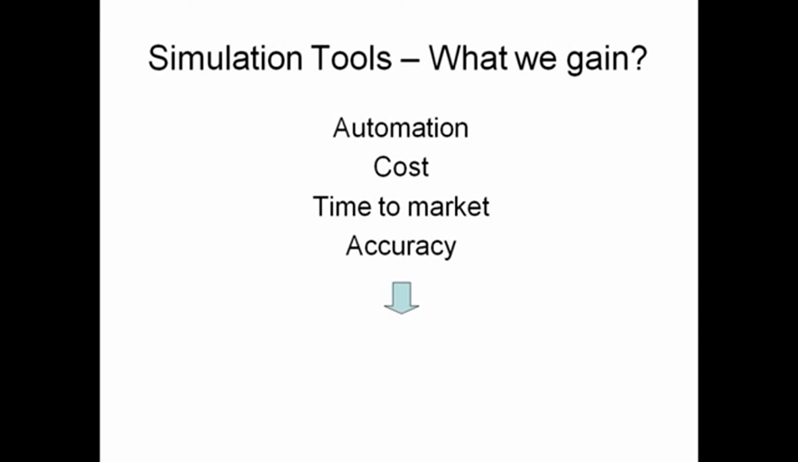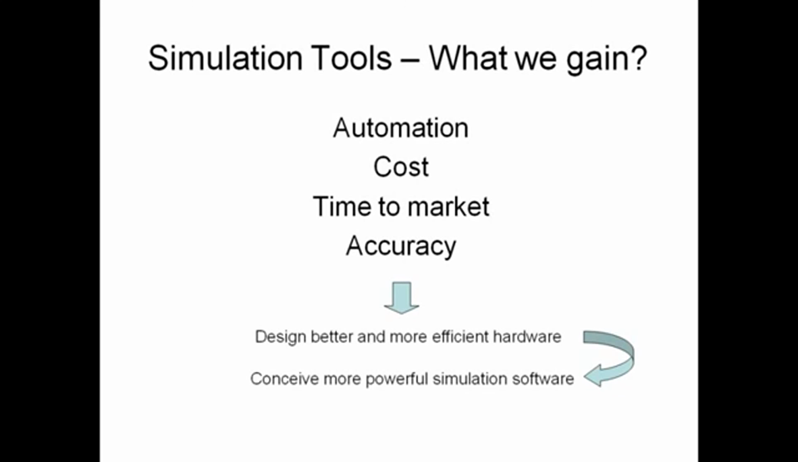Because the more complex the model is, you need a higher CPU time, and then the accuracy will improve. So design better and more efficient hardware, and then consume more powerful simulation software. If you have efficient hardware, you can think of better simulation software, which in turn can help us in designing better and more efficient hardware.